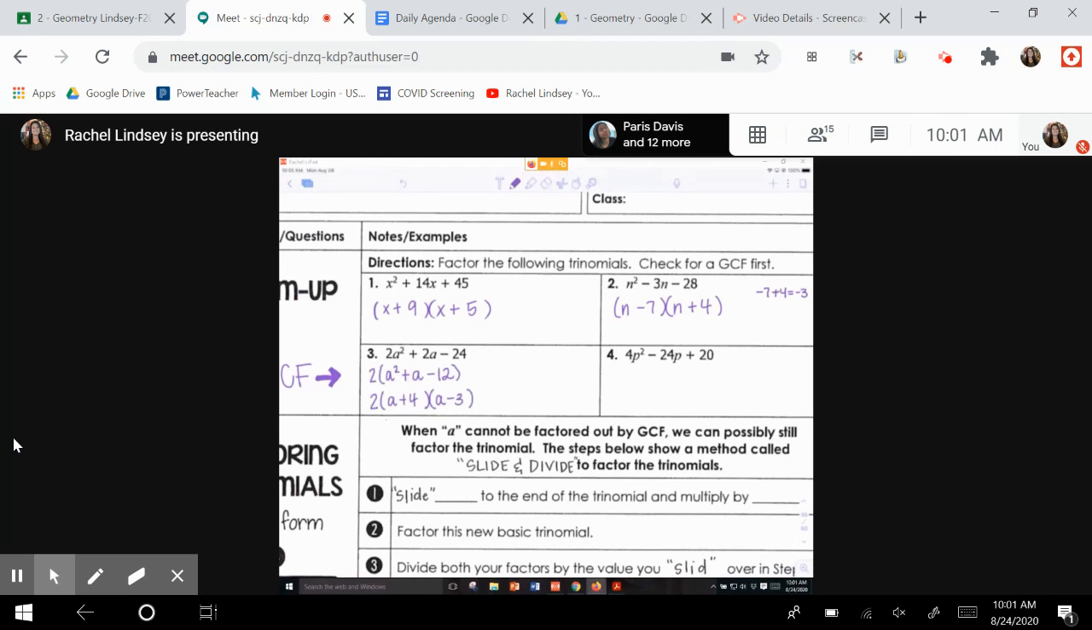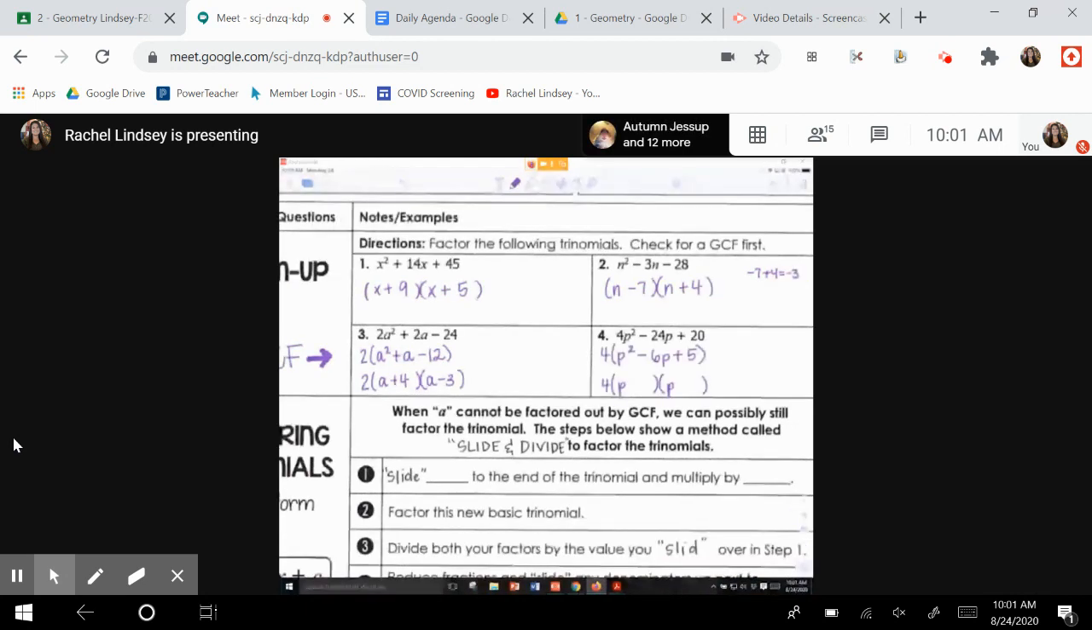I'm left with p squared minus 6p plus 5. We'll split that trinomial into 2 binomials. So what are two numbers that multiply to give you positive 5 and add to give you negative 6? Negative 1 and negative 5. So 4 times p minus 1 times p minus 5 will be my factored trinomial.